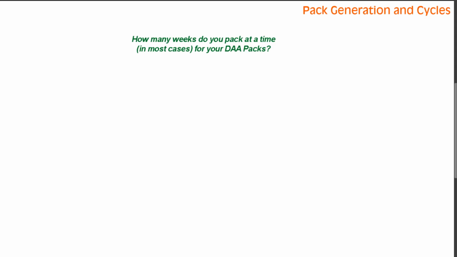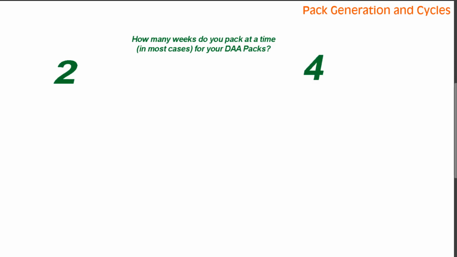Now, one of the big questions, and this will affect how everything runs from there on for this pharmacy, is how many weeks do you pack at a time in most cases for your DAA packs? This is quite important because some pharmacies might pack 2 weeks at a time, some might pack four. That's the only options that we'll be giving in Webbit, two or four. And depending upon if they usually pack two or four will really affect how the whole system goes from here. So you've got the two options of two or four.